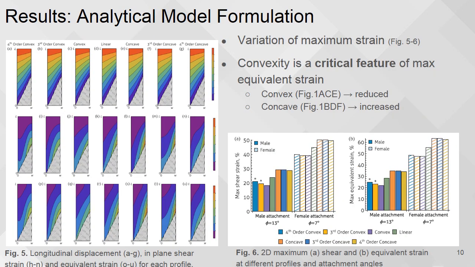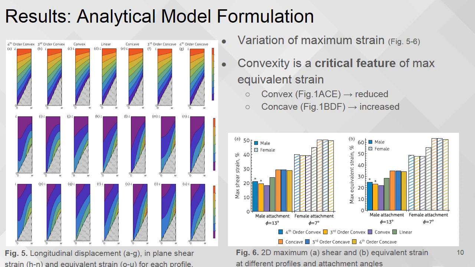These are the results of the 2D analytical model. Due to the size of the images, they are also provided on separate slides so you can pause and have a closer look. These results show that the magnitude of maximum shear varies depending on the shape and attachment angle. In the middle row of figure 5, and also seen in 6A, there are higher strains in the concave profiles. The bottom row of figure 5 as well as 6B show the equivalent strain results for each profile. Again, the concave profiles have increased equivalent strain.